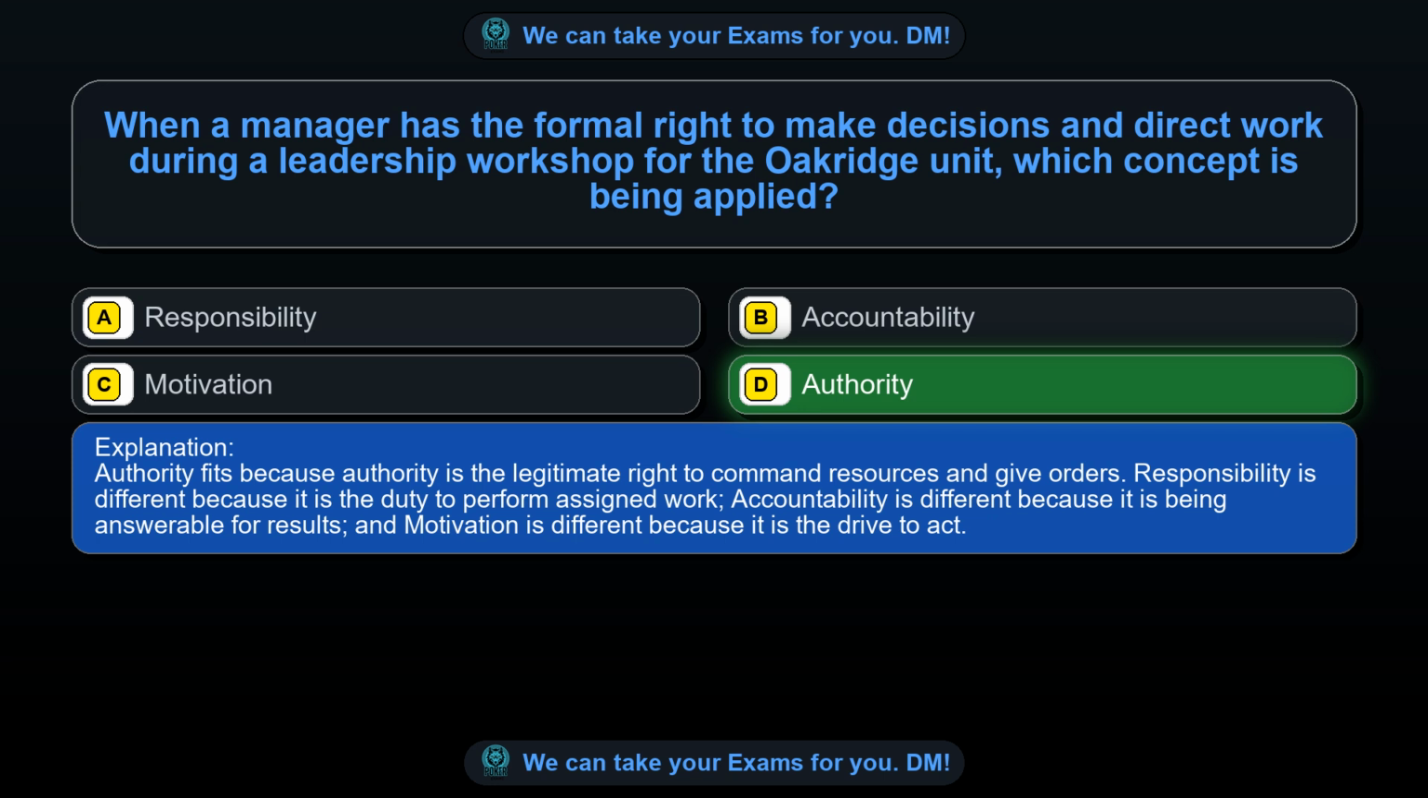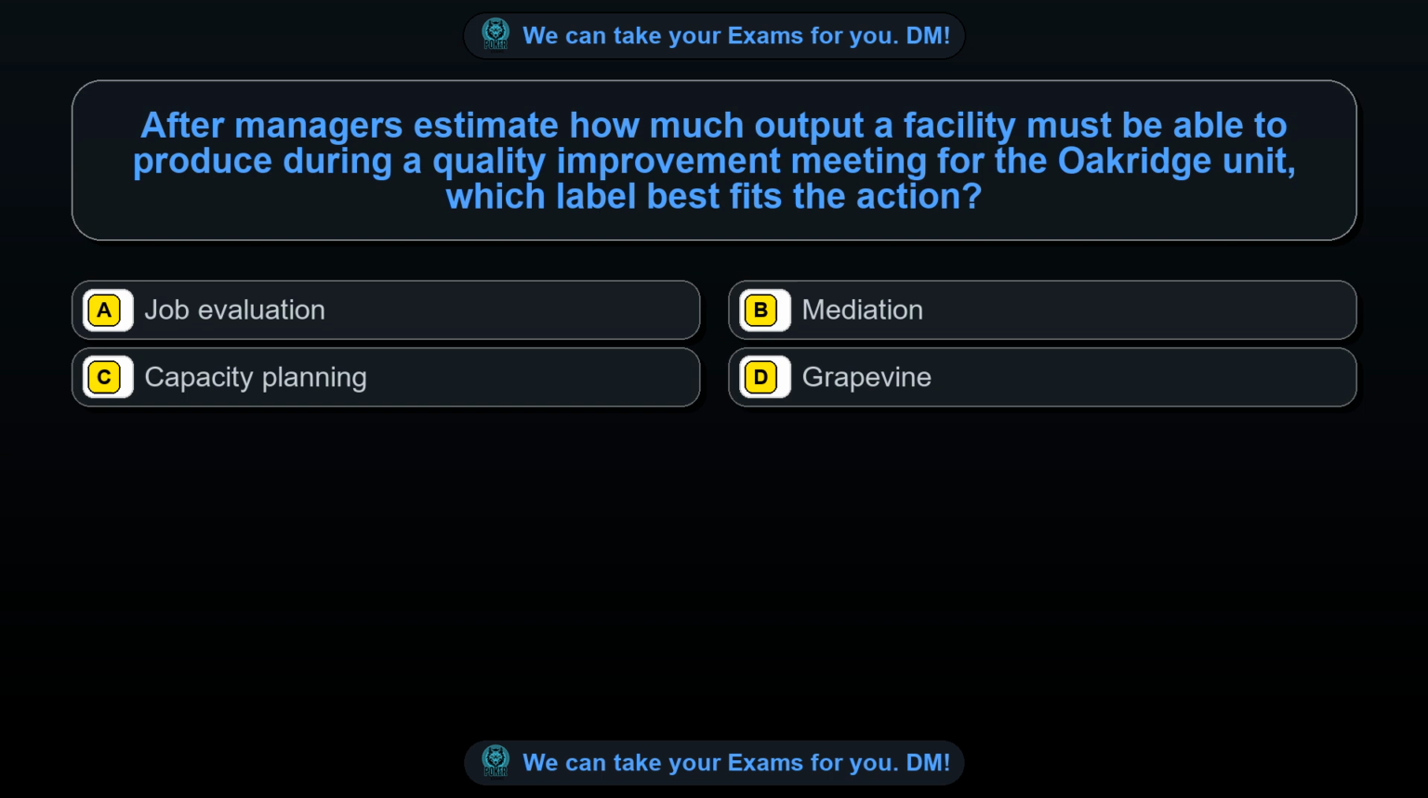Question 85. After managers estimate how much output a facility must be able to produce during a quality improvement meeting for the Oak Ridge unit, which label best fits the action? Option A, job evaluation. Option B, mediation. Option C, capacity planning. Option D, grapevine. The correct answer is option C, capacity planning.